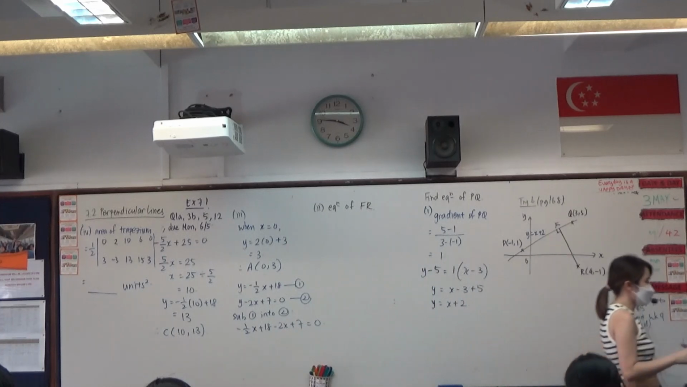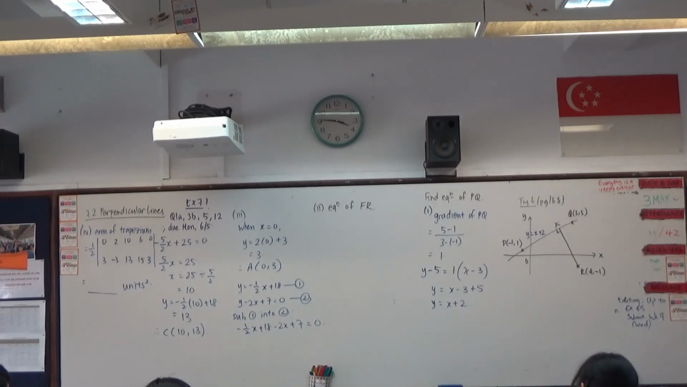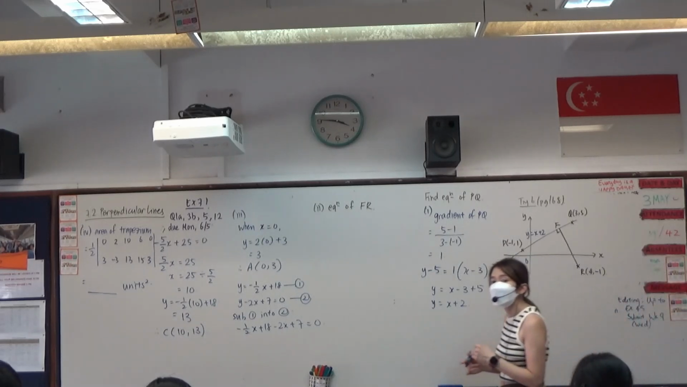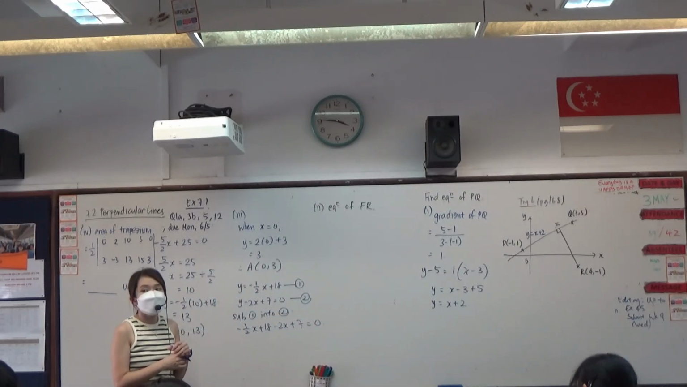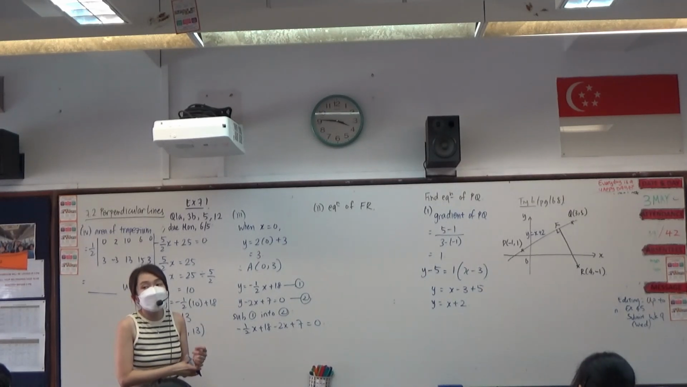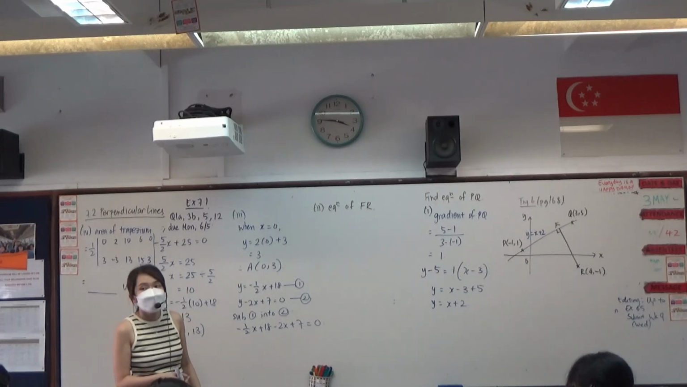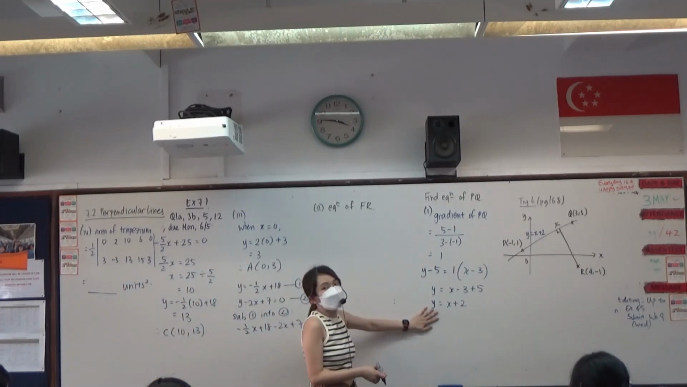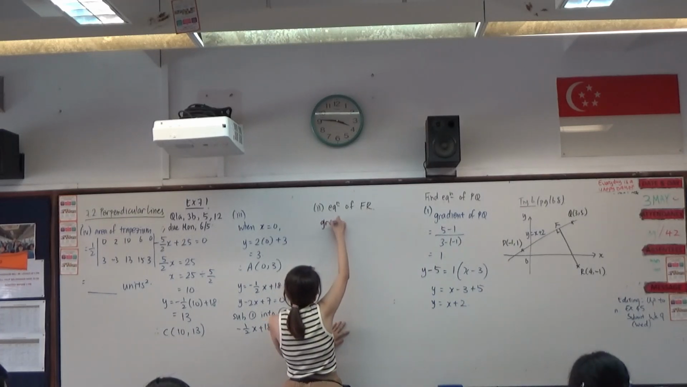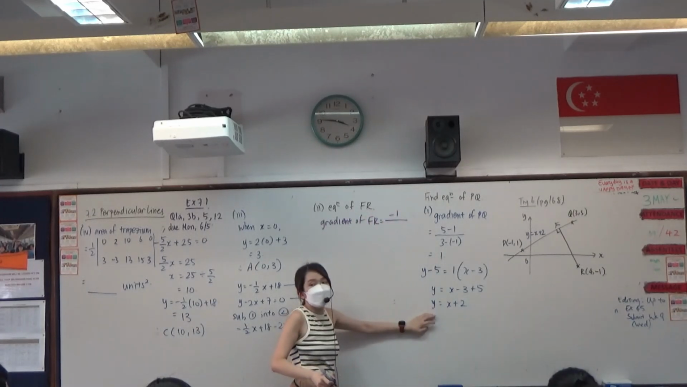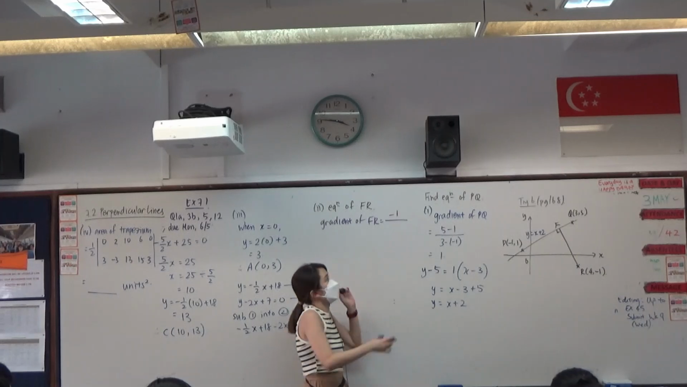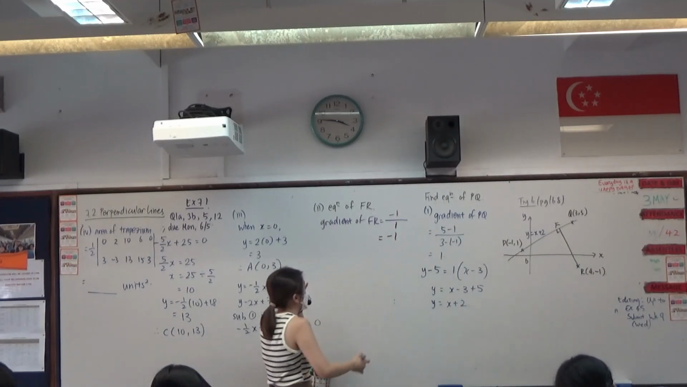It's a straight line. We need the gradient. What will the gradient be? Okay, so we take the negative reciprocal of PQ's gradient. So essentially what we're doing is the gradient of FR equals negative 1 divided by the gradient of PQ. It's just 1, right? So the gradient of FR will be negative 1.